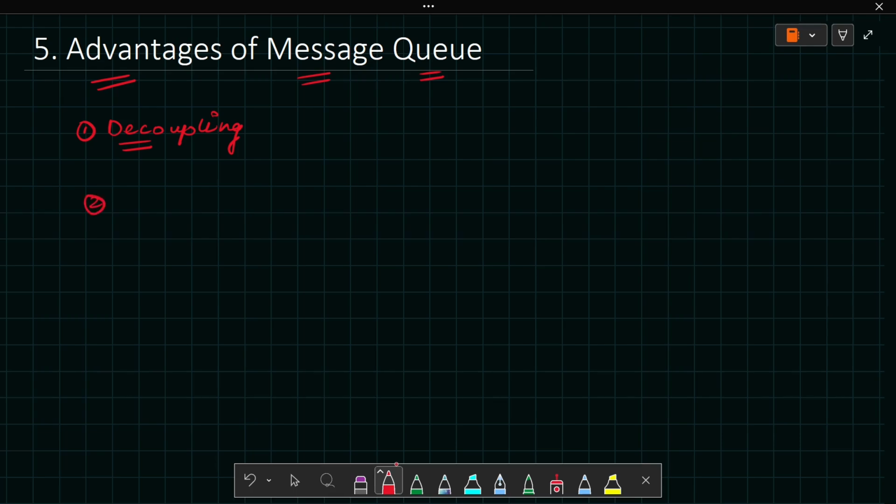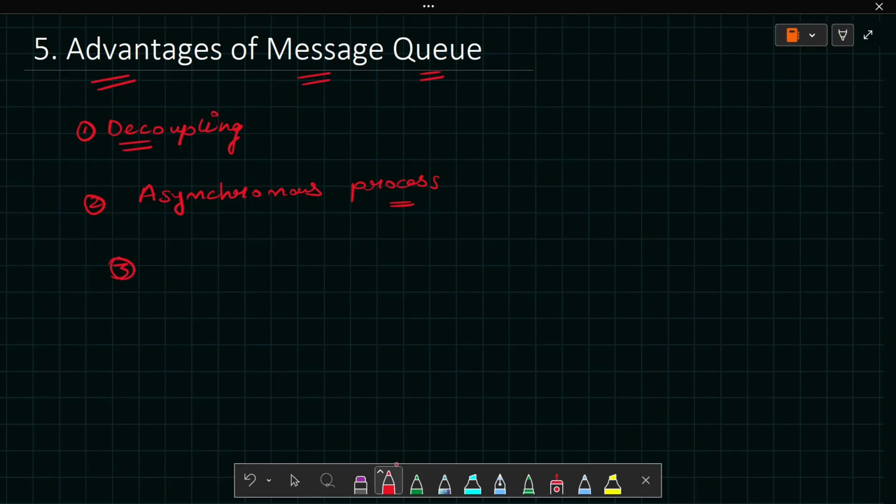The second is asynchronous processing. So what is asynchronous processing? Suppose there is a producer which can send messages to the queue and move on to other tasks without waiting for the consumer to process the message. This improves the overall system throughput. This is how asynchronous processing works.